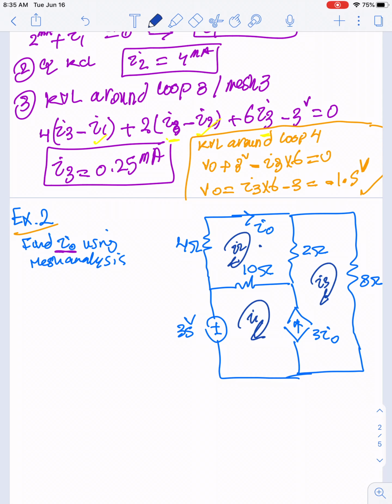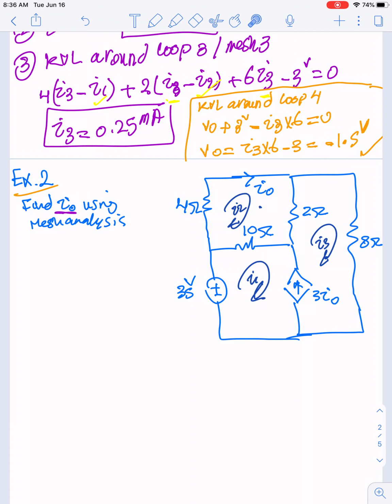The first step says we have to search for a current source which is common between 2 meshes. So is there any current source? Here we have only one current source, and this current source is common between 2 meshes. So I will be able to reduce the number of unknowns from 3 to 2.